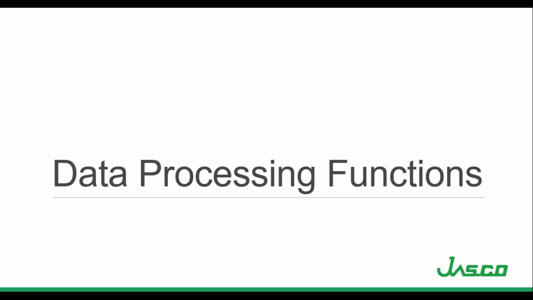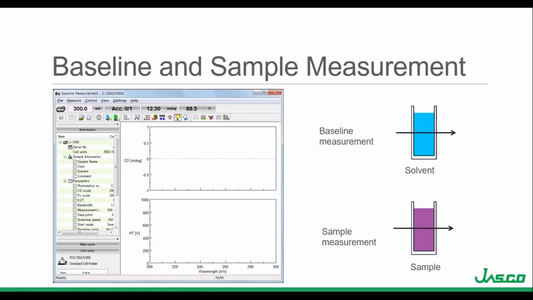So some data processing functions. Before I go into this, I want to quickly mention baseline and background measurements. Baseline and background are interchangeable terms. It's just you're measuring the solvent. You have two choices when you're doing a baseline measurement. You can measure the solvent as a baseline, in which case it's going to be automatically subtracted from your sample measurement, or you can measure the solvent as a sample and manually subtract the solvent spectrum from the sample spectrum at a later point.